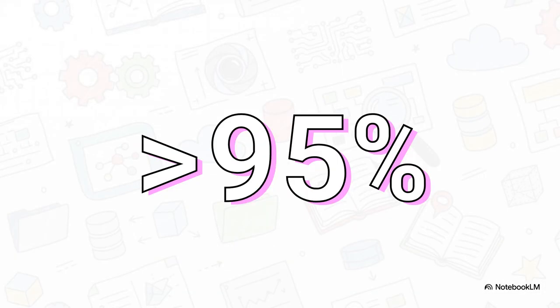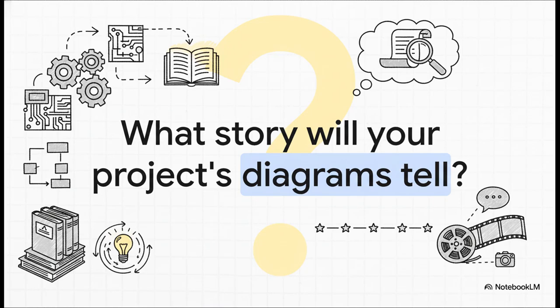So why does all this matter? Well, because clear, comprehensive documentation is how you validate your work. For this project, it was the key to proving a cost reduction of over 95% compared to commercial systems. The diagrams didn't just explain how the system worked, they proved its value. So for your next project, don't just build something that works, build its story. And ask yourself, what story are your diagrams going to tell?